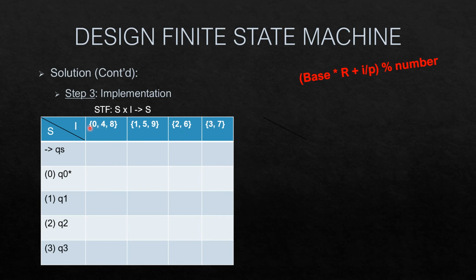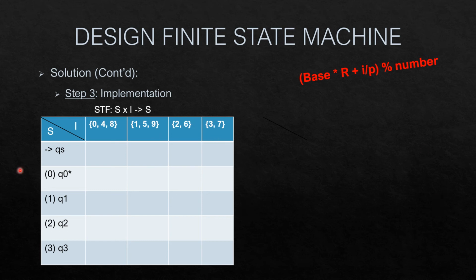So first set, as you can see, has 0, 4, 8, which when divided by 4 will give us remainder 0. 1, 5, 9 when divided by 4 will always give us remainder 1. 2, 6 will give us remainder 2 and 3, 7 will give us remainder as 3.